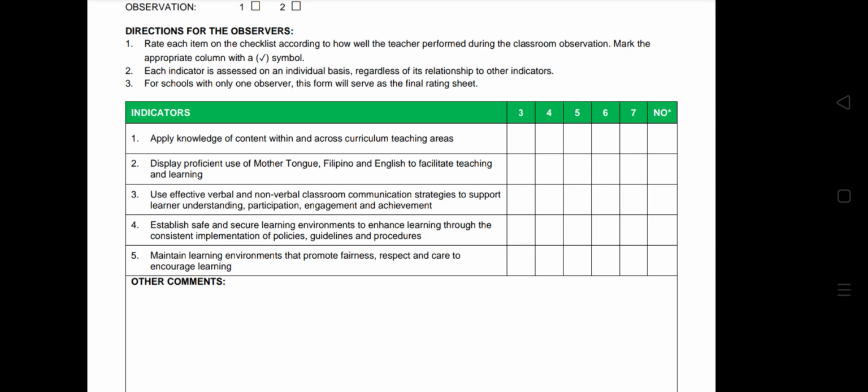Number 4, establish a safe and secure learning environment to enhance learning through the consistent implementation of policies, guidelines, and procedure. Ano ito? Again, fellow teachers, wala pa mang indicator na ito sa PPST or sa RPMS ninyo. Makikita pa rin ito sa mga guro by simply giving instructions. Again, sa indicator, sa aming binabasihan, dapat the teacher consistently implement safety policies, guidelines, and procedures to regularly maintain a safe and secure learning environment to enhance individual and group learning.